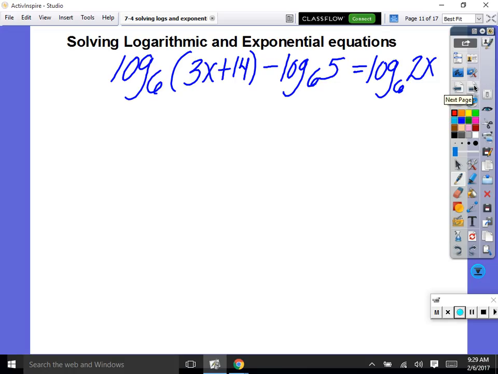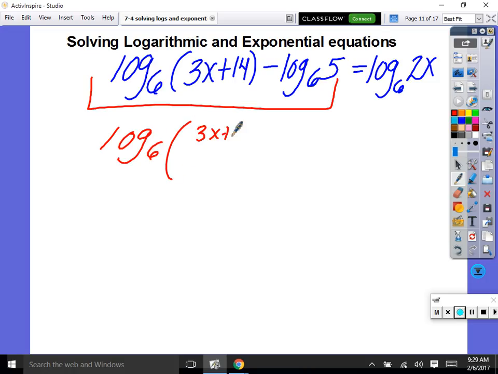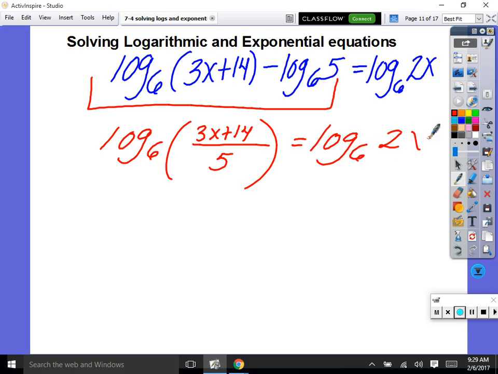Okay, solving. So everybody notice on this side of the equation, we have 2 logs to the base 6. So we need to put it into 1 log, right? So we would rewrite this as log to the base 6 of 3x plus 14 divided by 5, right? Equals log to the base 6 of 2x. Now we would solve for x. So we would need to undo log to the base 6. So we'd base 6 both sides. Base 6 log to the base 6 cancel out.